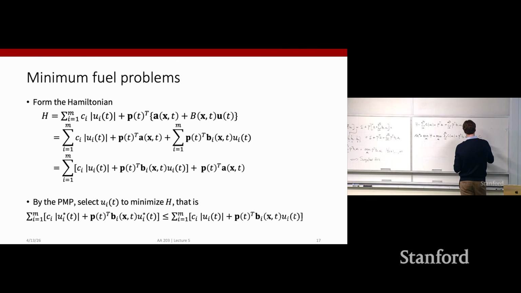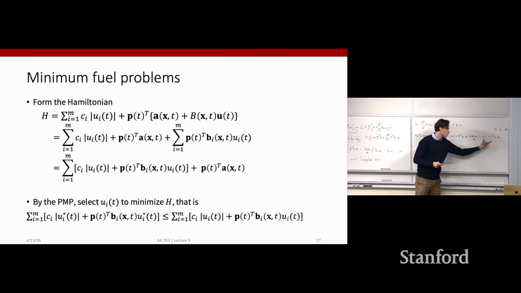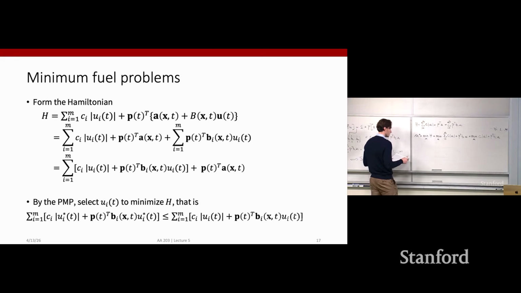And so this means that it's equal to minimizing over Ui's of Ci times the absolute value of Ui plus P transpose Bi Ui, and this is for all i's from 1 to m. Okay. So now let's write this term slightly more nicely.